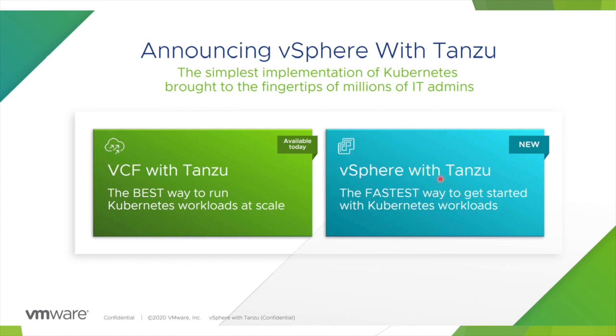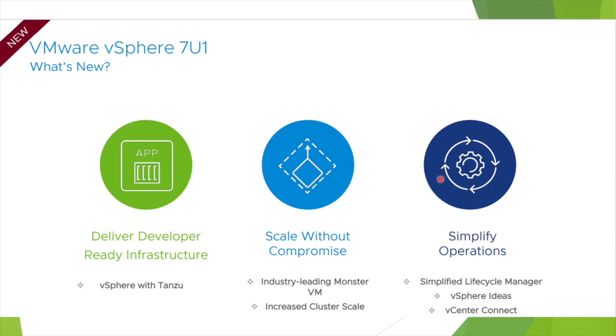That is the new feature which they have introduced with update 1. Just to have a quick overview of what's new again: deliver developer-ready infrastructure using vSphere with Tanzu, and scale without compromise, which is industry-leading monster VMs. So we can leverage those monster VMs. There are obviously VMs which have very heavy utilization of CPU and memory, and as far as I know, VMware is the only hypervisor which can run that amount of workload. Then there is increased cluster scale. You'll also find in this update that the total hosts per cluster is increasing as well. We'll look into that in a moment.